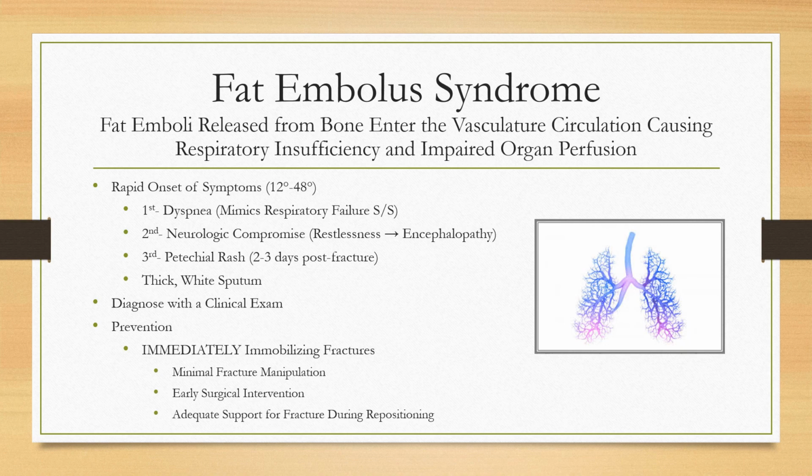Encephalopathy just means that the brain is not working normally. So all of those types of symptoms of confusion, restlessness, agitation. Those fat globules can also block up little capillaries in the skin, and those capillaries break open, leading to petechiae, typically on the upper chest, the neck. So a petechial rash is forming. Okay, so those are the 3 main ones: shortness of breath, neurological symptoms, and petechial rash.